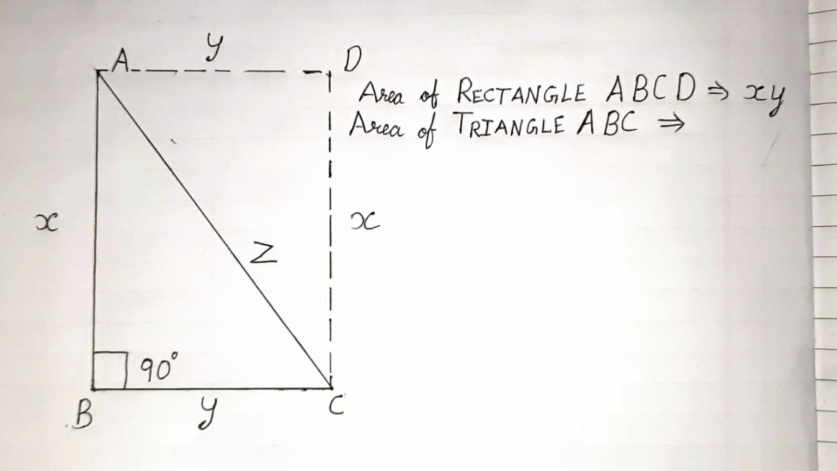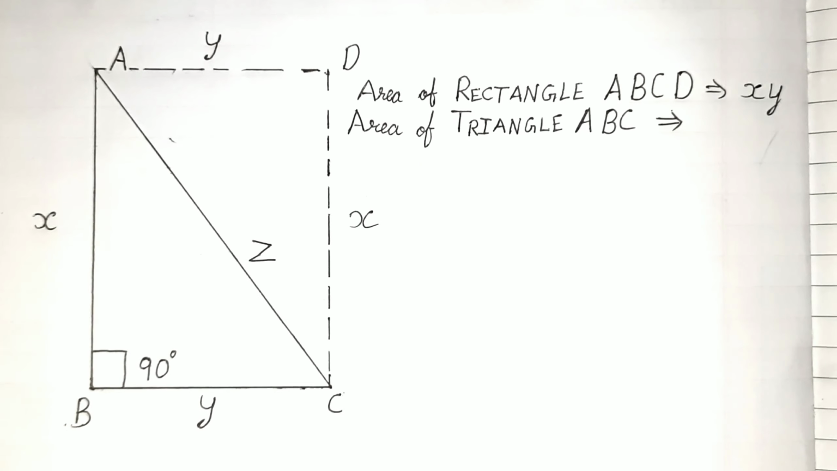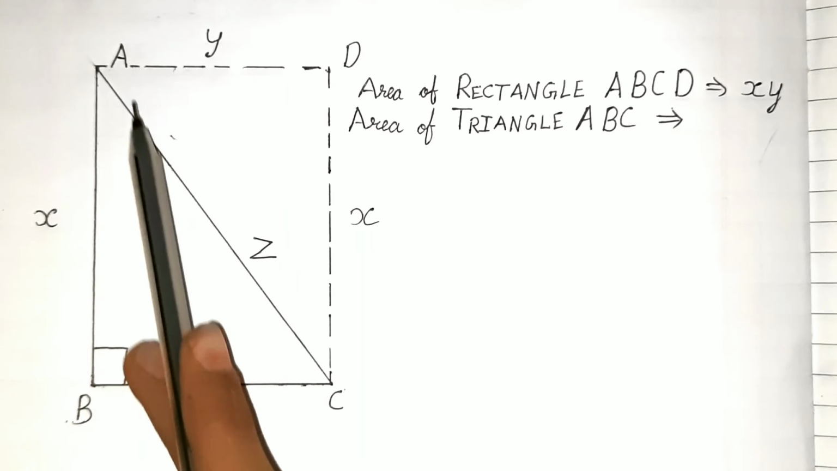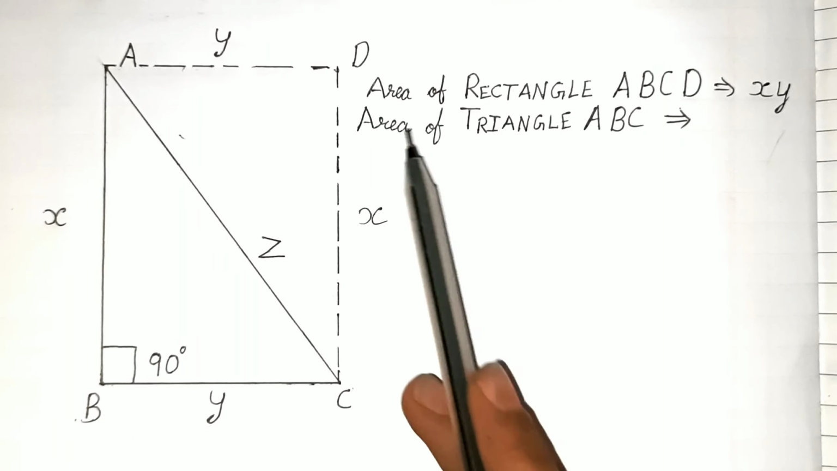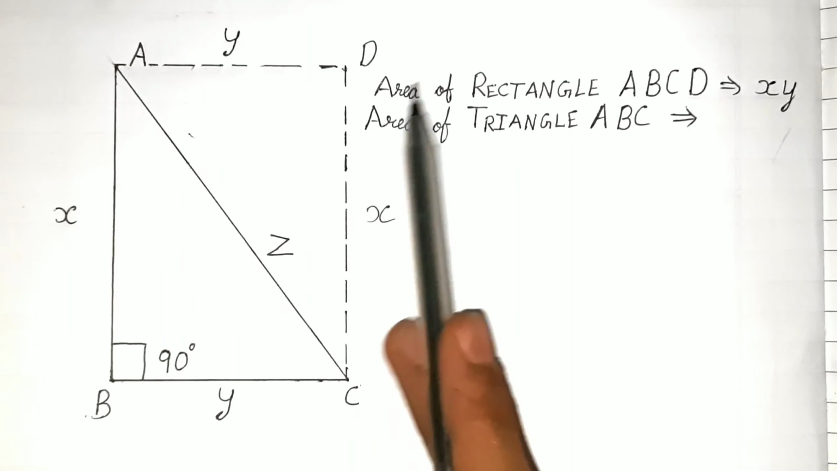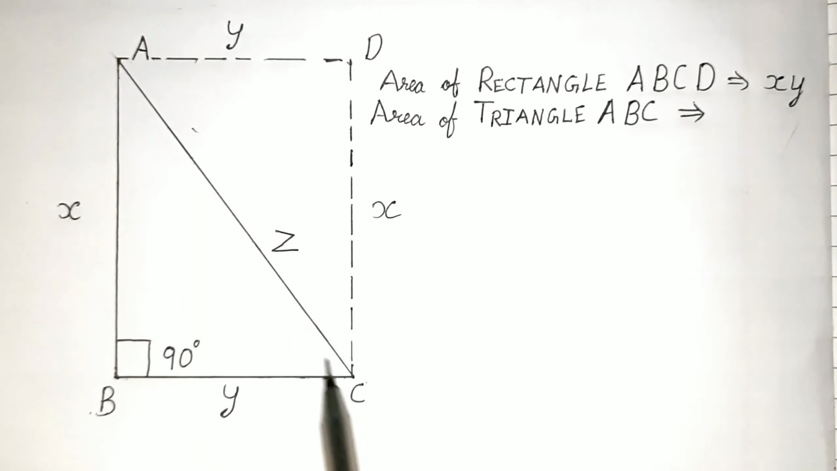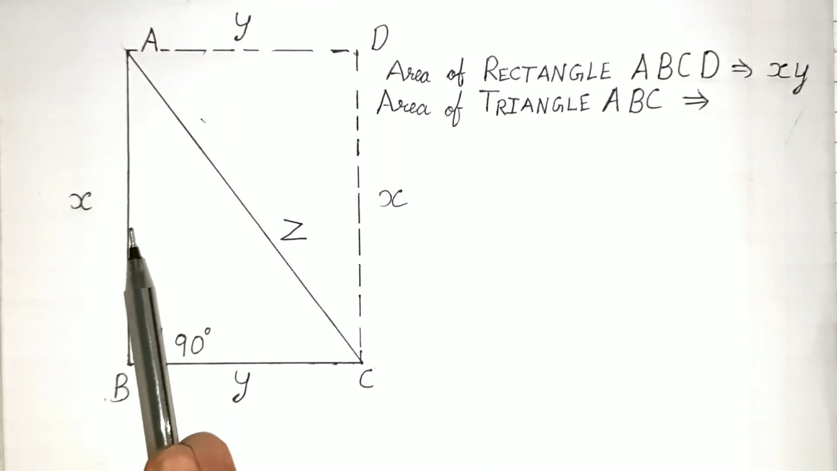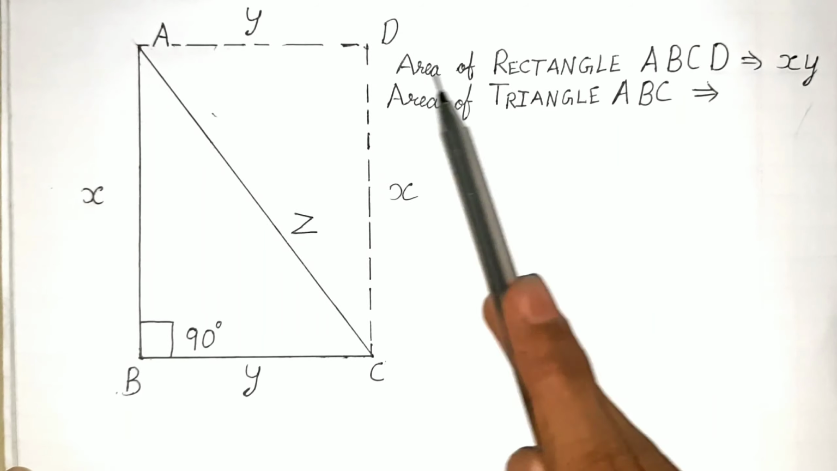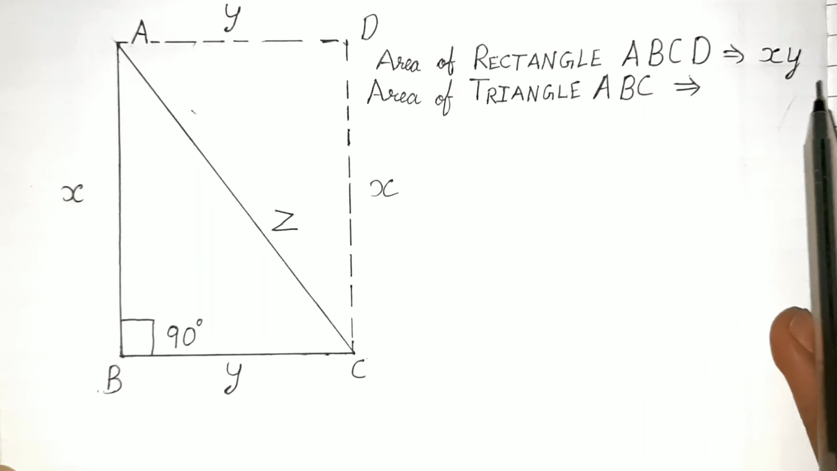Today I'm going to teach you how to find the area of a right angle triangle. So over here I have a rectangle that is ABCD. We know that the area of a rectangle equals length into breadth, that is, we have x into y. That is, the area of rectangle ABCD is xy.